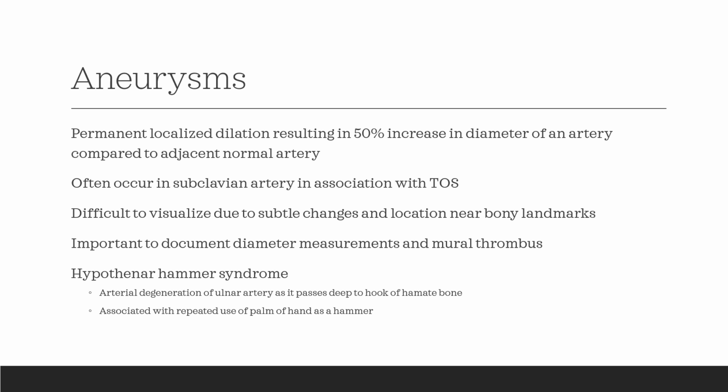When we're looking at these aneurysms, we need to make sure that we're doing appropriate measurements, and we need to be aware that aneurysms may often occur in subclavian arteries in association with thoracic outlet syndrome. These can be difficult to visualize due to subtle changes and the location near the bony landmarks, which affects our ability to access these. If we do find them, it's really important to document and measure them and determine if there's any intramural thrombus.